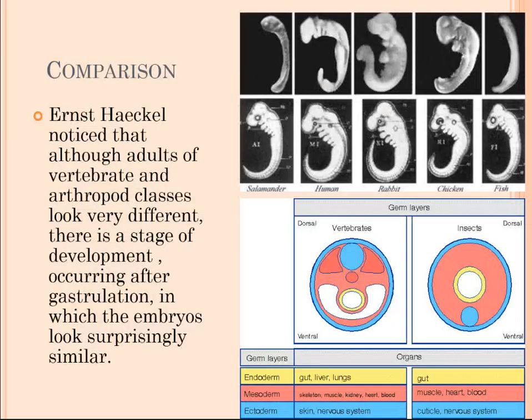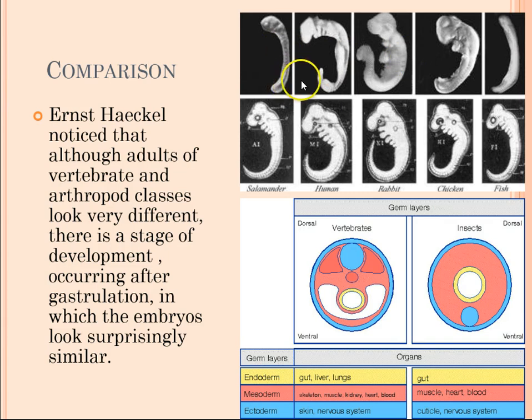Okay, now here's a fun thing. Ernst Haeckel noticed that adults of vertebrates and some arthropods actually look really different when they're adults, but there's a stage of development that's going to occur kind of after gastrulation, but towards the middle to end of the 2nd month, and you're going to find that the embryos look pretty similar.